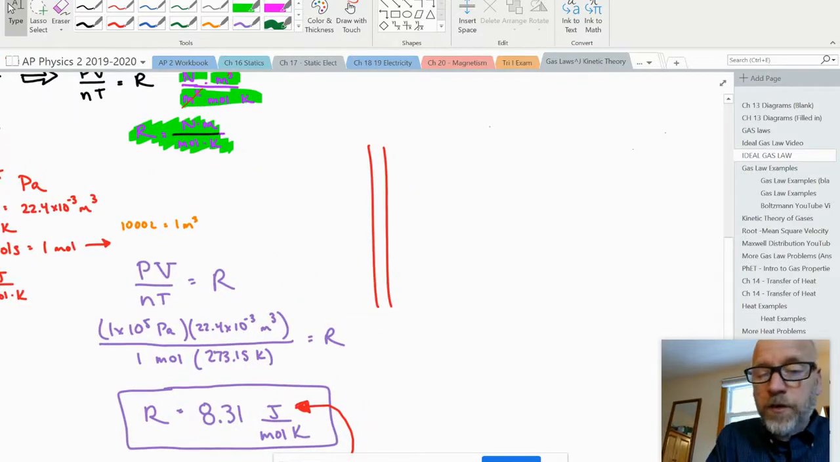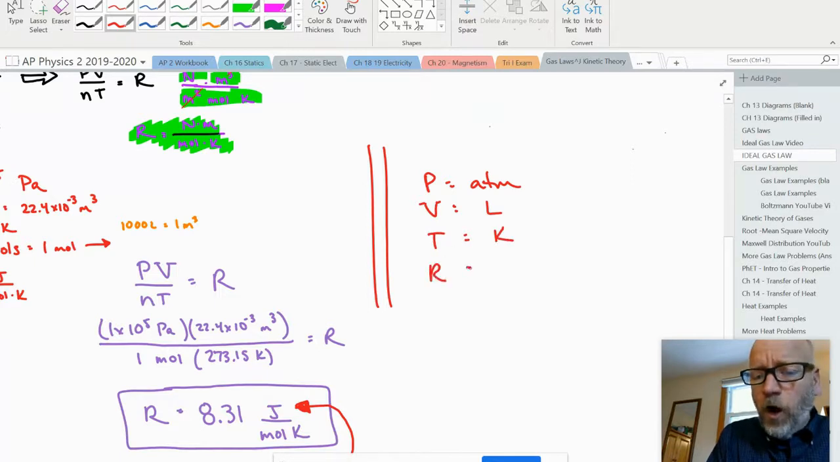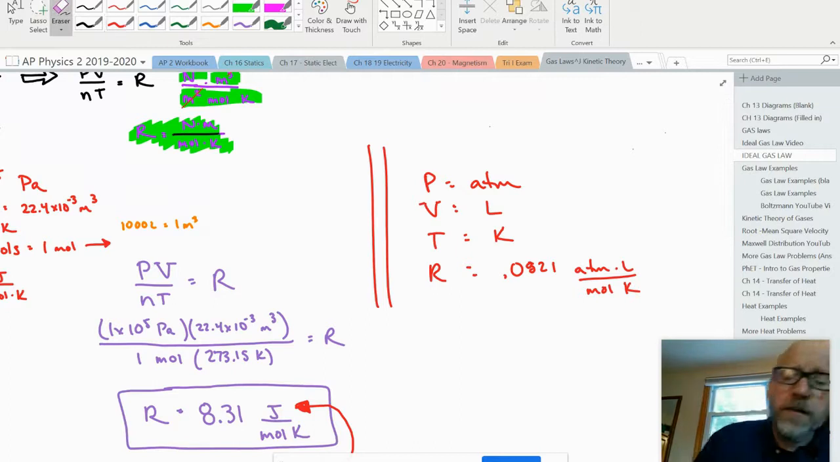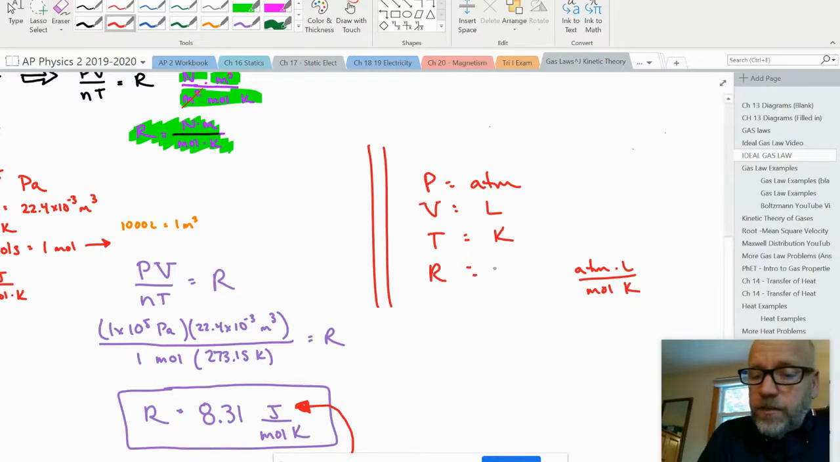In chemistry, you may have used atmospheres for pressure. For volume, you used liters. For temperature, you still use Kelvin. For R, you used a value of 0.0821 atm liters per mole Kelvin. Does that number look familiar to any of you? If it does, it's not wrong. It's just using a different set of units.